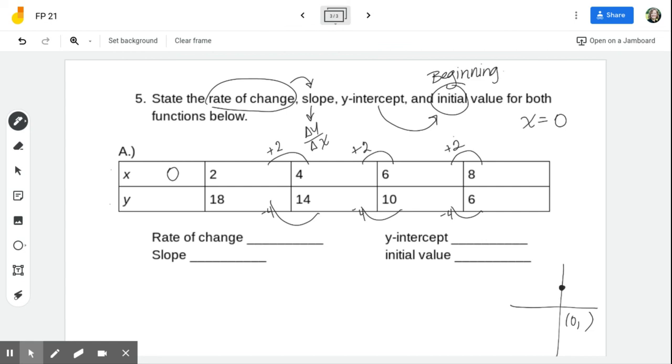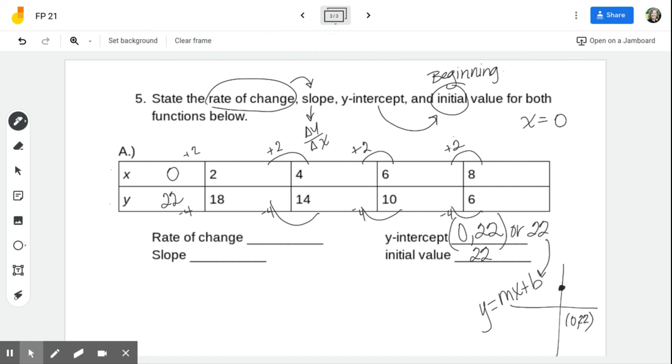So if I were to follow this pattern, 0 plus 2 is this, and something minus 4 is 18. So this equals what? 18, 19, 20, 21, 22. Is that 22? Yeah. So when x equals 0, y equals 22. So my y-intercept is going to be 22. Probably a nicer way to say that would be as an ordered pair, 0, 22. You could also say 22 since you're showing that it's the y-intercept. And the initial value is also 22 because that's where our graph begins. Remember, y equals mx plus b, and b is where we begin.